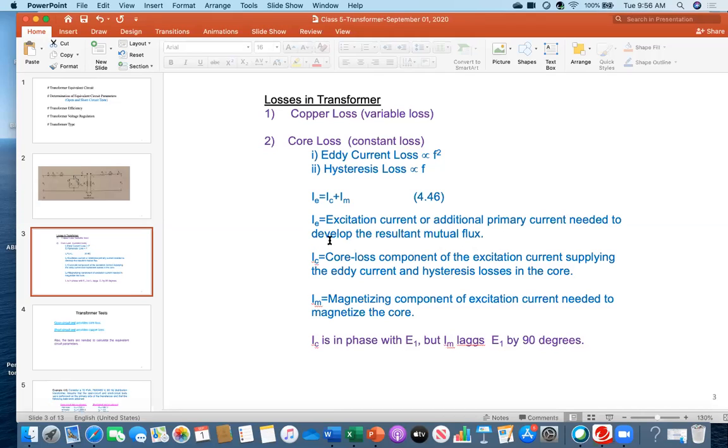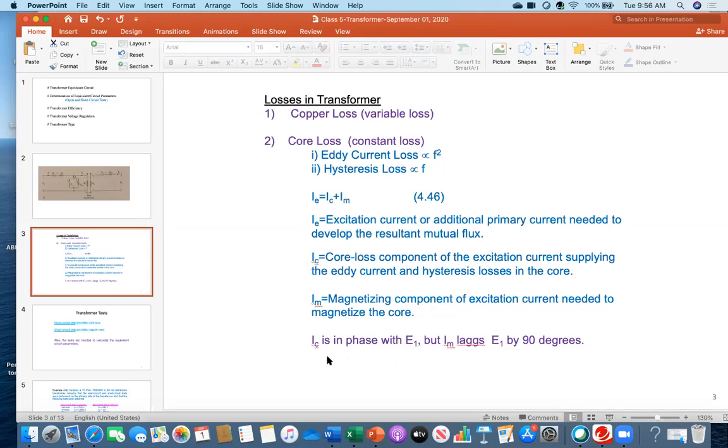This is the I, and it has two parts, IC and IM. What is IC? IC is the core loss component of the excitation current that is supplying the eddy current and hysteresis loss in the core. And IM is the magnetizing component of the excitation current needed to magnetize the core. Because if you don't magnetize the core, then there will be no voltage developed on the secondary side. Consequently, you will not get current on the secondary side. That's why you need this one. But this portion is just going as a loss inside the magnetic material.